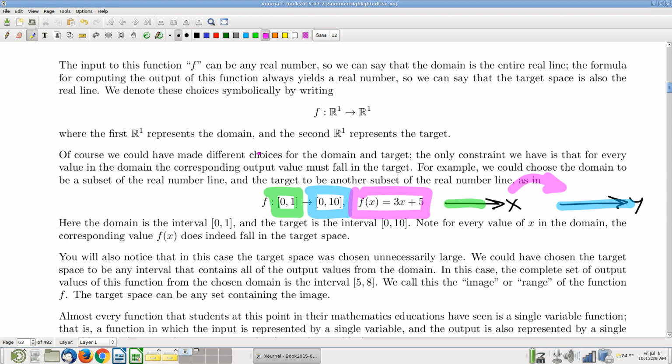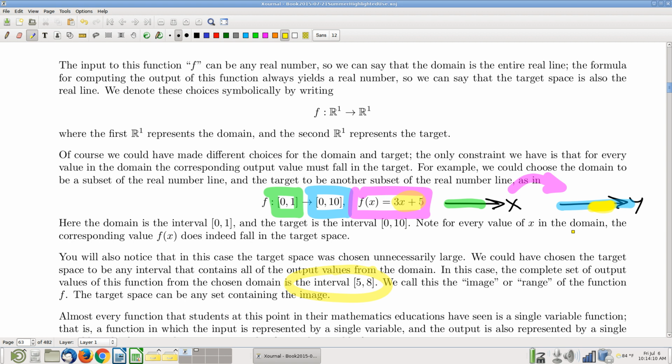So what actually comes out, though? These actual output values. 3x plus 5, keeping in mind that x is only allowed to be between 0 and 1. Well, everything that's going to come out is going to be between 5 and 8. The actual outputs are just those yellow values. So the target is this blue set from 0 to 10. The image is the actual, what did you actually hit on the target, you might say. You're not necessarily going to fill up the whole target.